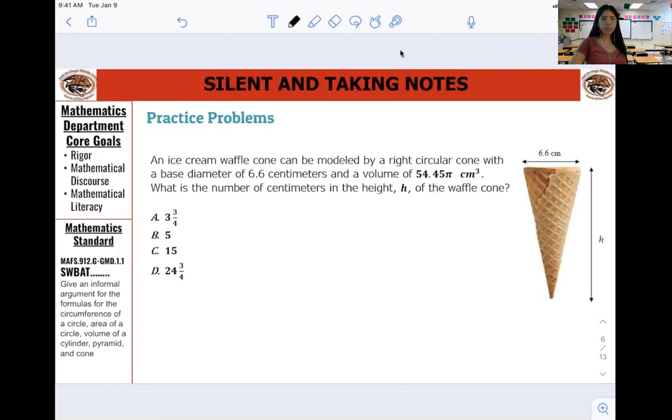So I want you guys to try this on your own and put your answer in the poll when you're done. I'll give you 4 minutes to work on it.